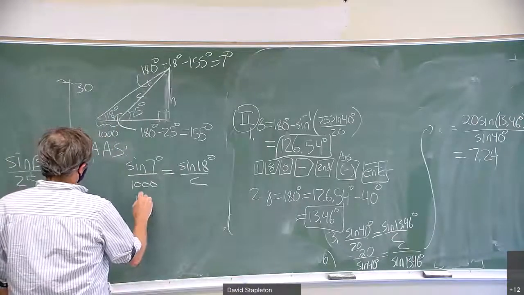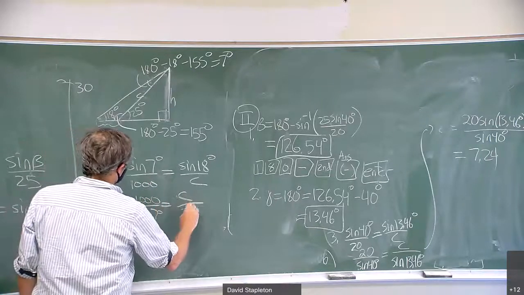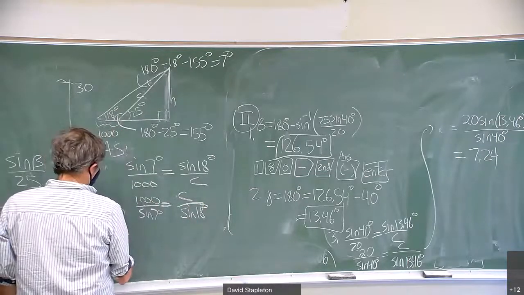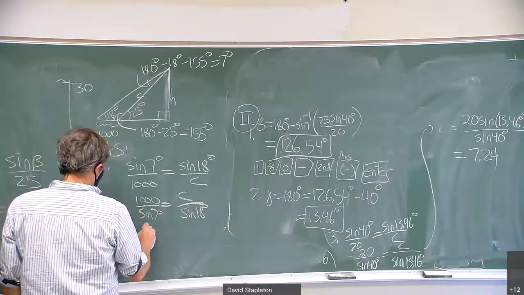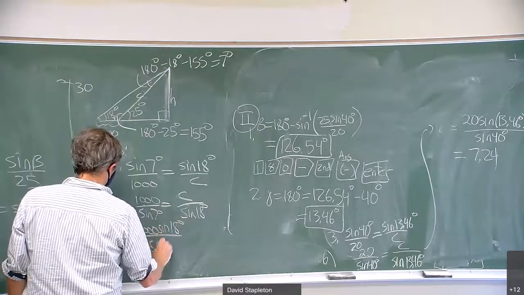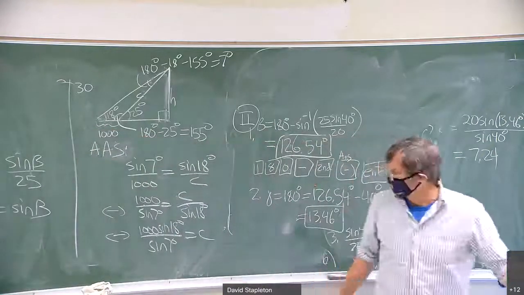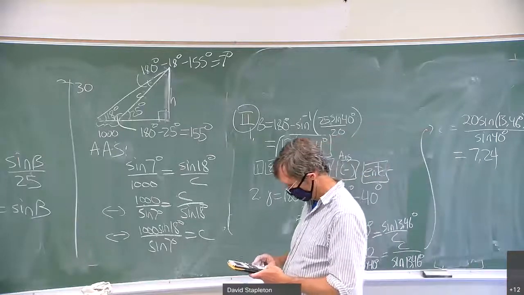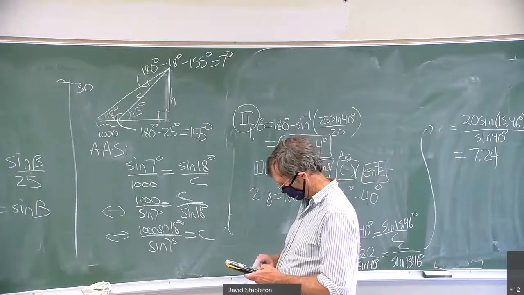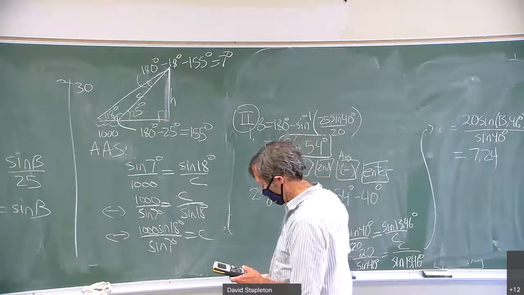Again, turn this upside down. 1,000 is the sine 7. And C is the sine 18. Multiply both sides by C, by sine 18, and I get 1,000 sine 18 degrees over sine 7 degrees. Must be the measure of C. What's that? Again, being careful on the calculator. I get 2535.6.